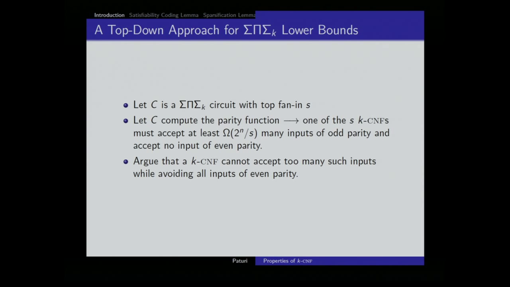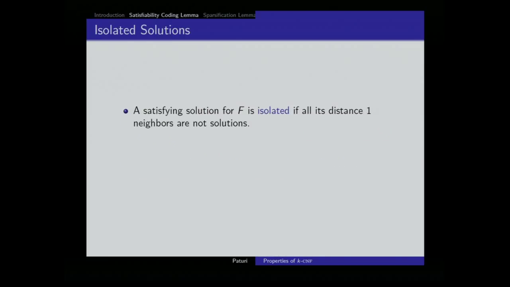So the top-down argument goes like this. If we understand KCNFs well enough, maybe we can argue that a KCNF cannot accept too many inputs of odd parity while rejecting all inputs of even parity. So that's the strategy. And so what do we know about KCNFs? That's where we begin.